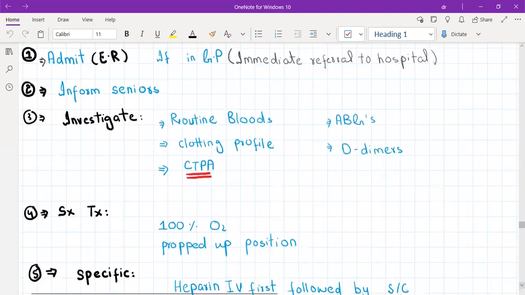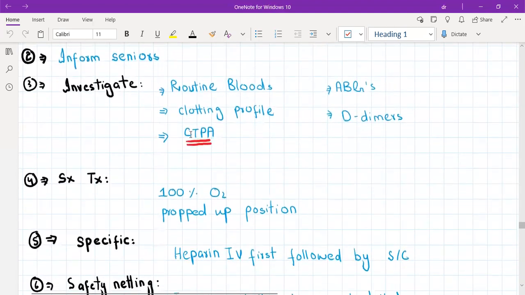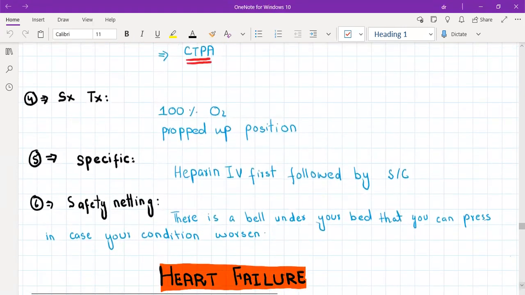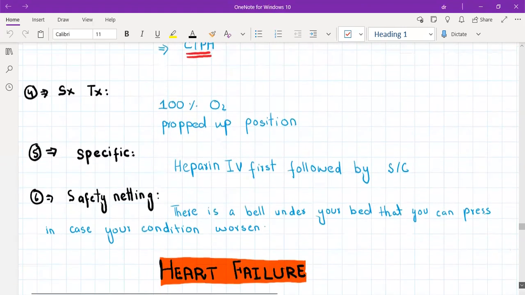Okay, so the diagnostic investigation basically is CTPA, and you will tell the patient that I will do a chest scan, which is called CTPA, to localize the location of the blood clot, which is called vessel blockage. So treatment will be, in symptomatic treatment, we will give 100% oxygen to the patient. We will keep the patient in propped up position. And in specific treatment, we'll give the patient heparin, we'll tell the patient that we are going to give you some blood thinner that will prevent further formation of clot. So initially we will give it through the vein and then followed by subcutaneous heparin.